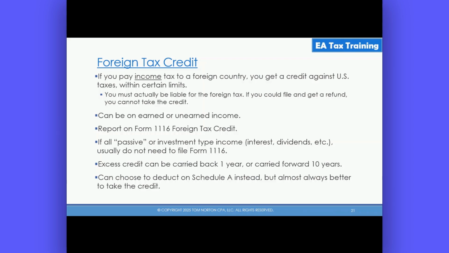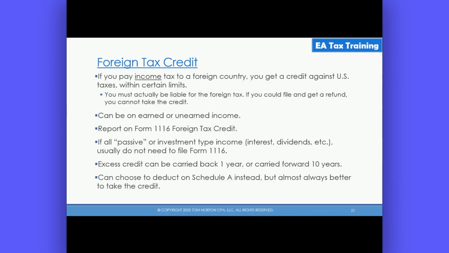However, if you also had unearned income, or if your income was above the maximum to exclude, and you paid income tax on that excess, you could take the foreign tax credit for those amounts. You report and compute the foreign tax credit on Form 1116. If all of your foreign income is investment type of income, then usually you do not need to file the Form 1116. You can just put the credit directly on your 1040.